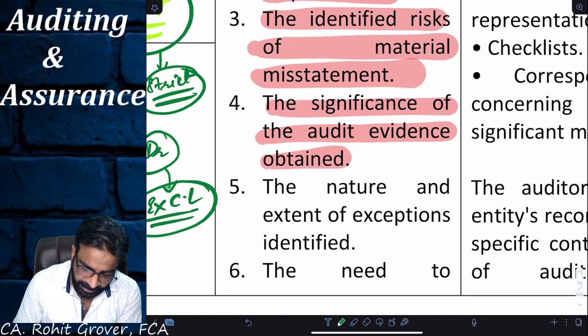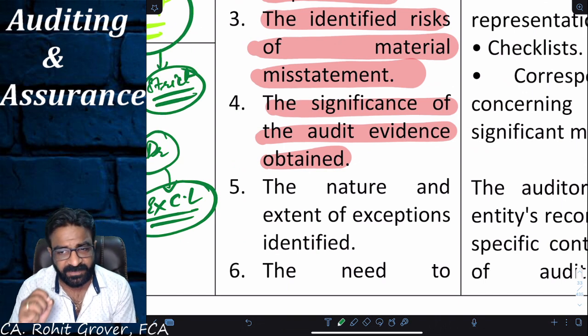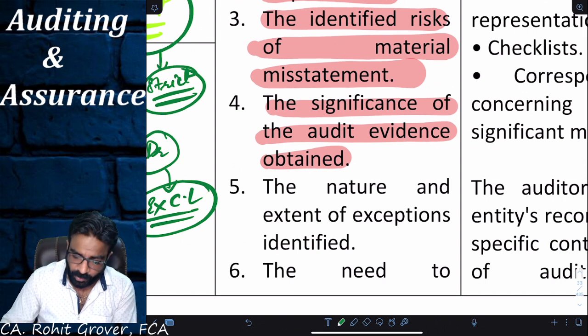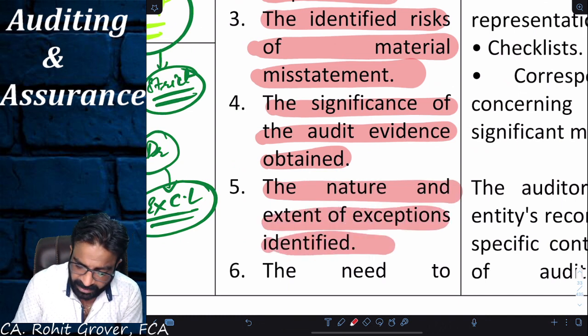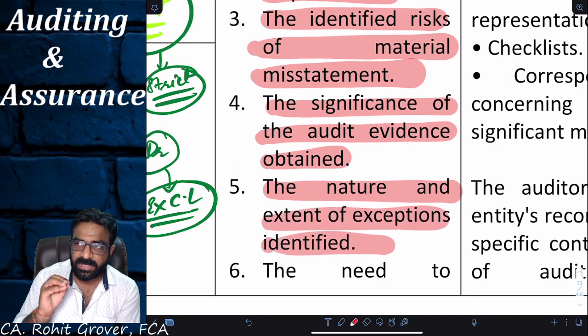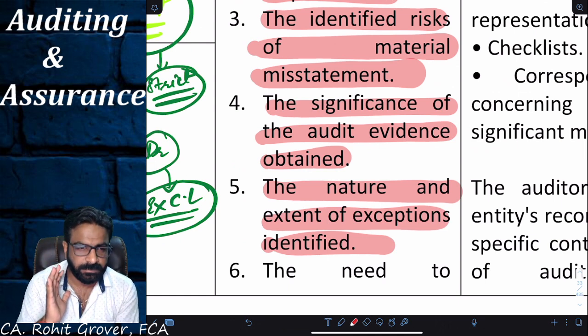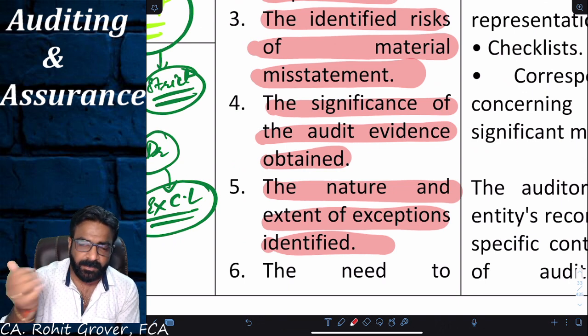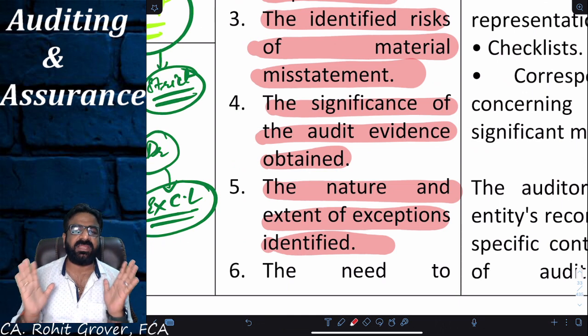Next one, the nature and extent of exceptions identified. Sir, you have to understand today a very important topic: what do you mean by the word exception? Listen to this very carefully. Exceptions means something which you were not expecting, but that thing has happened. It means a shocking thing has happened which you were not expecting at all.